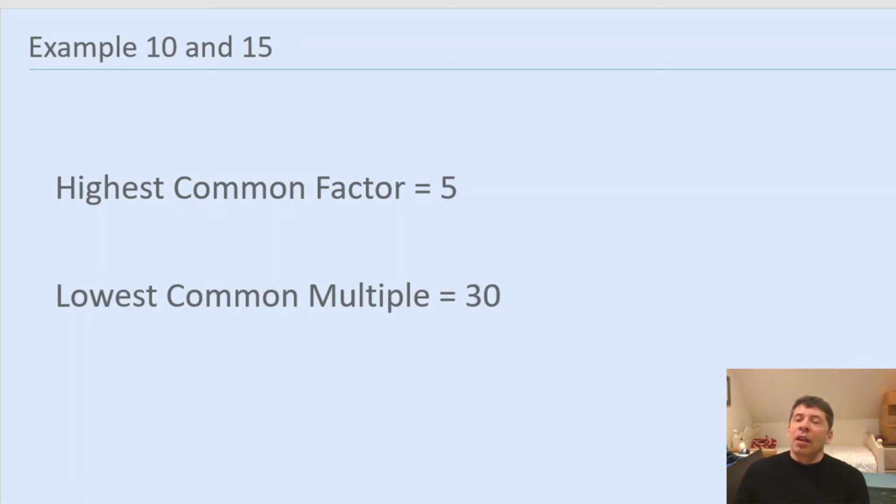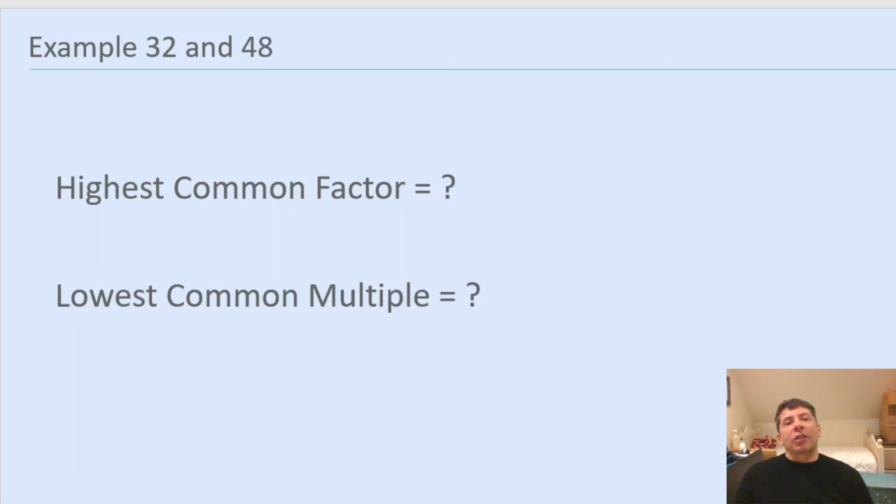Here they are. At this point, there's something to point out, which is 5 times 30 is 150. And 10 times 15 is 150. So when we multiply the numbers, we get the same number as when we multiply the highest common factor times the lowest common multiple. Isn't that interesting? I wonder if it happens with other numbers. This is sort of just exploring. 2 times 24 is 48. 6 times 8 is 48. Oh, this is fascinating. 3 times 4 is 12. 1 times 12 is 12.